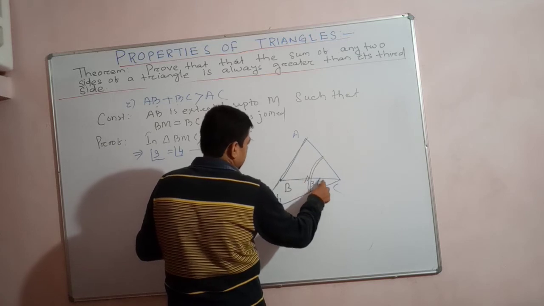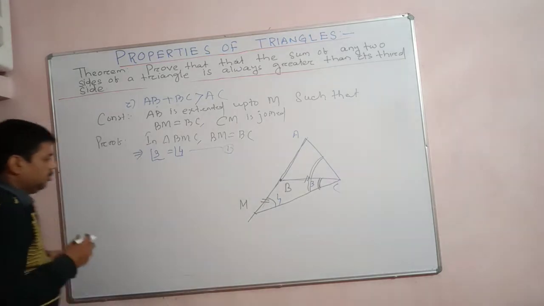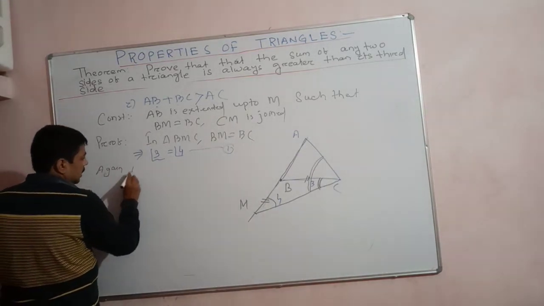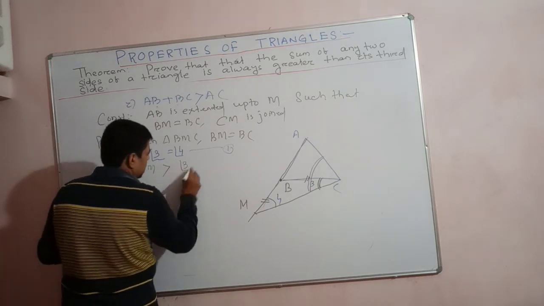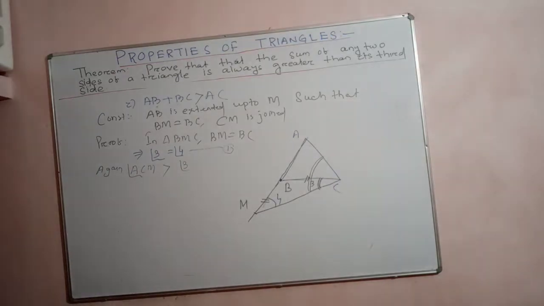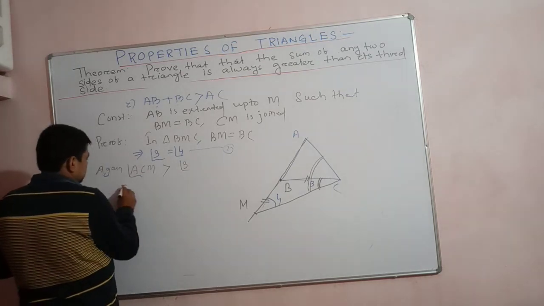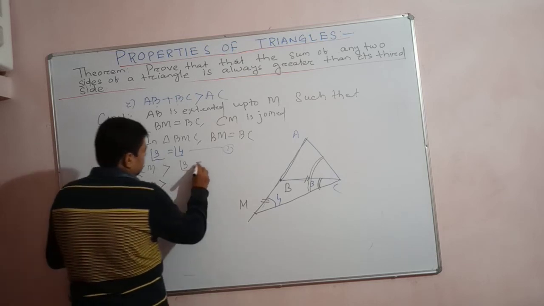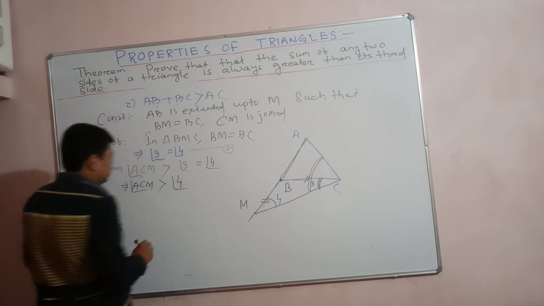This ACM angle is greater than what? Which angle? Angle 3, yes or no? Clearly, ACM angle is greater than angle 3. Yes or no? Understand? Yes. That implies ACM angle is greater than angle 3, which means which angle? Angle 4. So we can write ACM angle greater than angle 4.